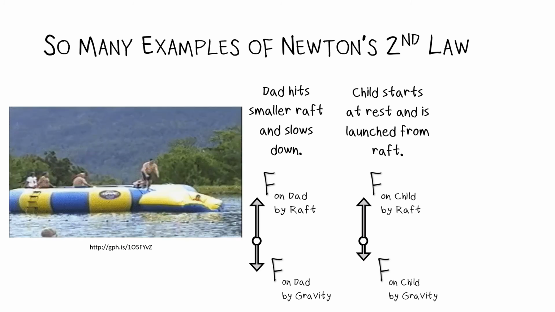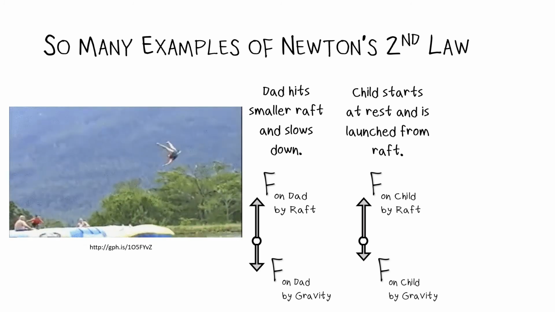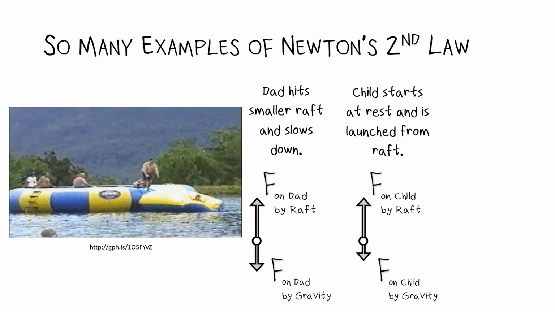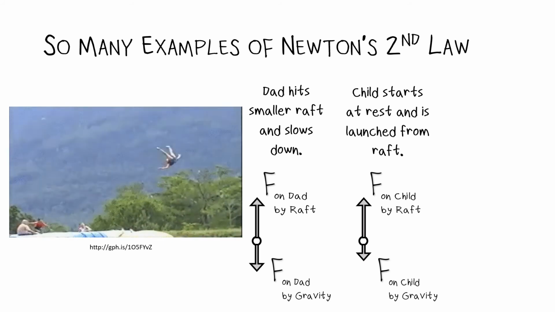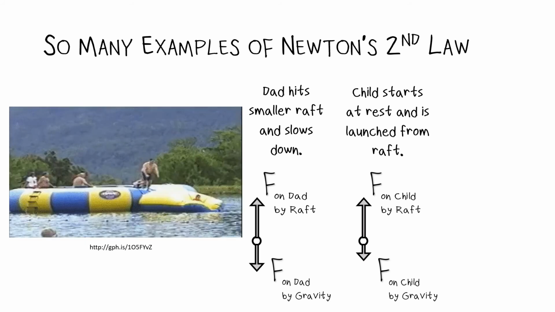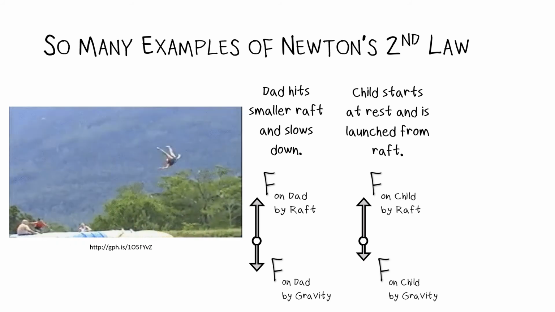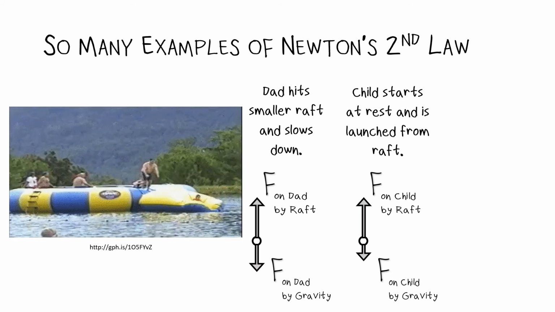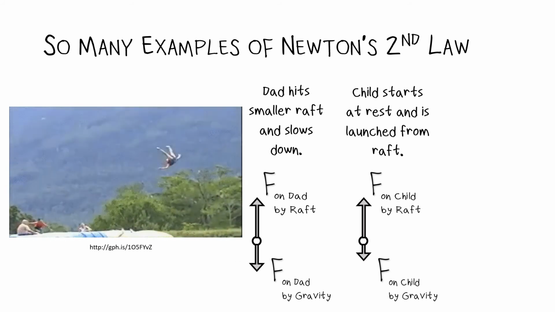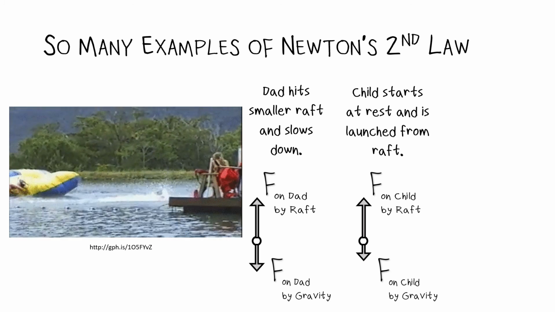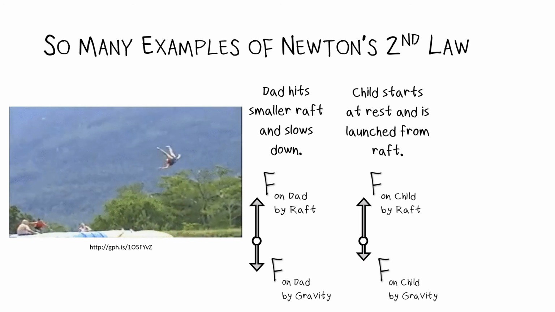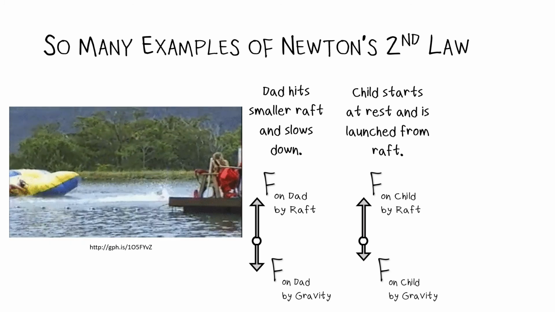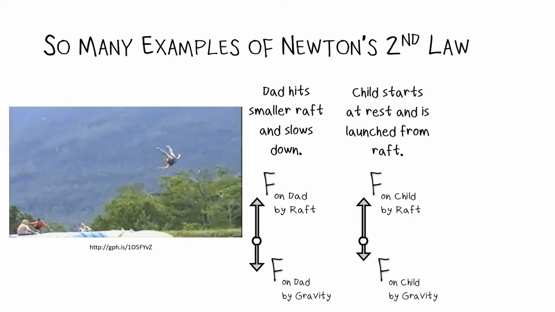I will say that the force acting down on the child is going to be lower than the force acting down on the dad, because gravity is going to pull less on the child because the child has a smaller mass. But the child definitely does have an upward unbalanced force acting on him or her, and the acceleration is pretty healthy. You can see the child goes up a lot higher than the dad did.